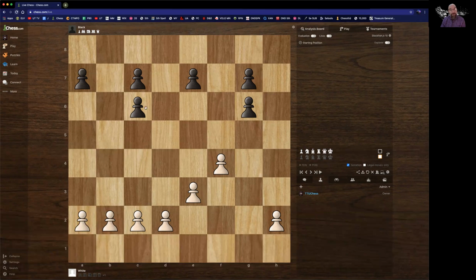Black's position is much more difficult. These islands are going to force black to use pieces to defend them. The isolated pawn here will become a target.